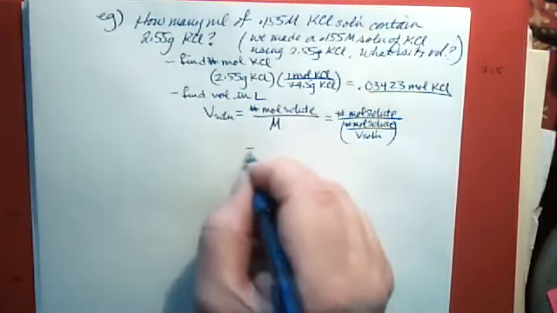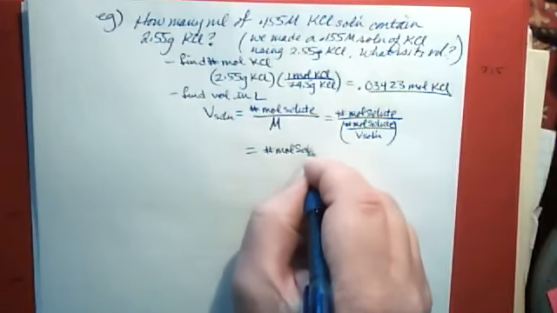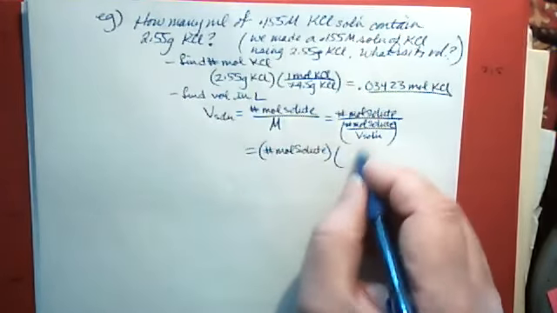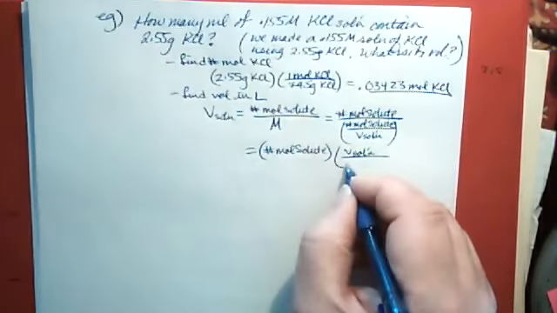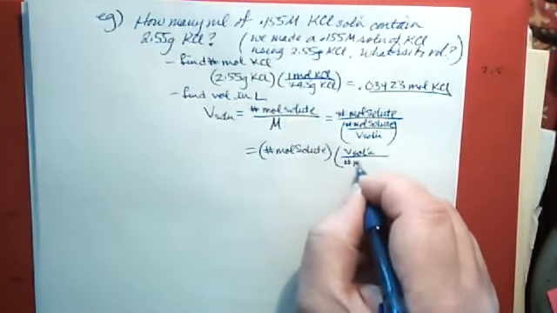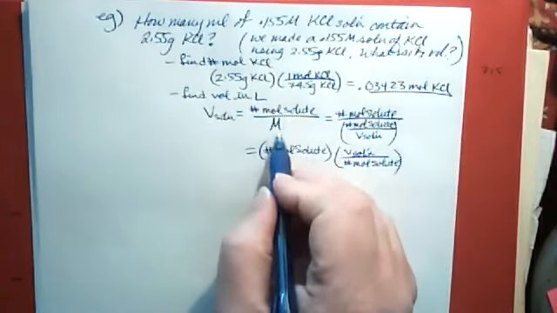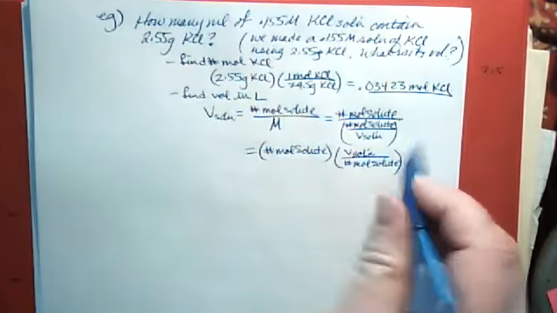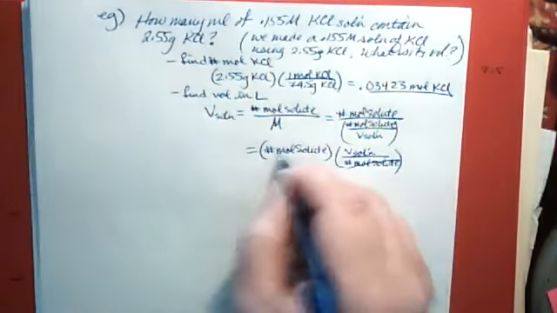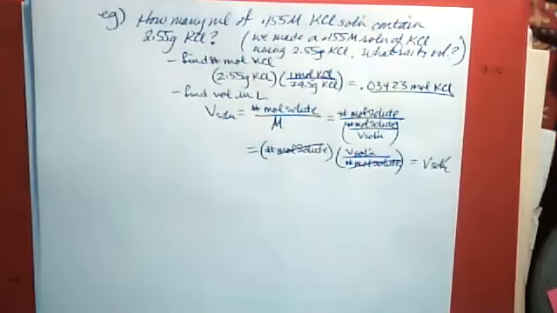And another way of saying that would be number of moles of solute times the volume of solution over number of moles of solute, because dividing by molarity is the same as multiplying by 1 over molarity. And you'll notice now that number of moles of solute cancel, and you get volume of solution.